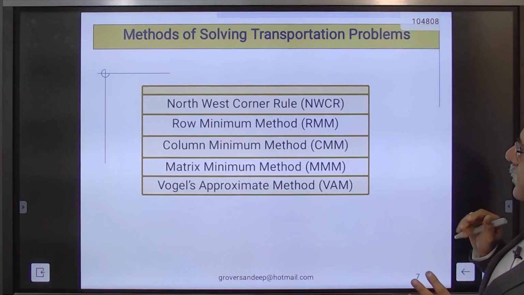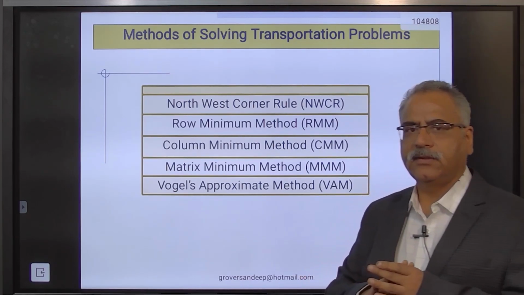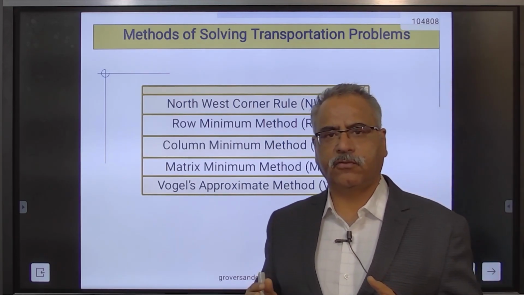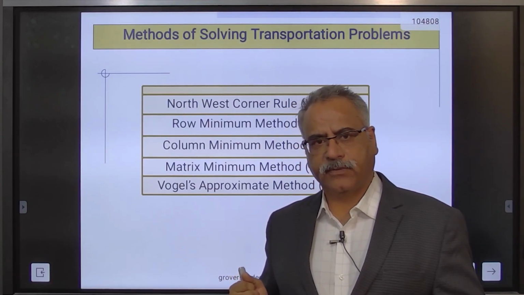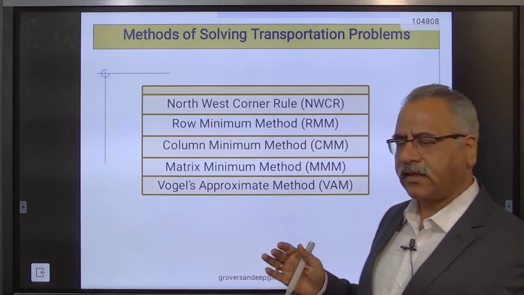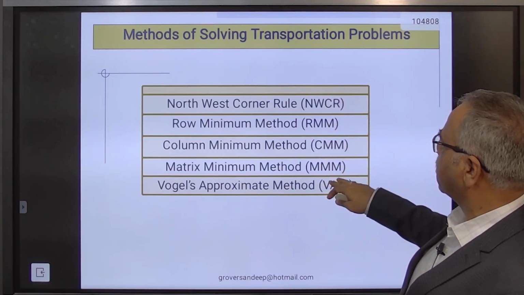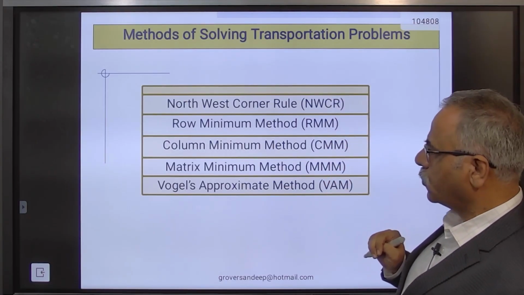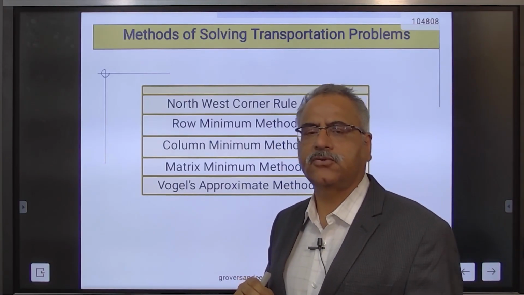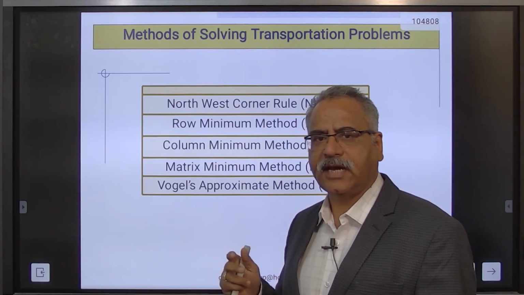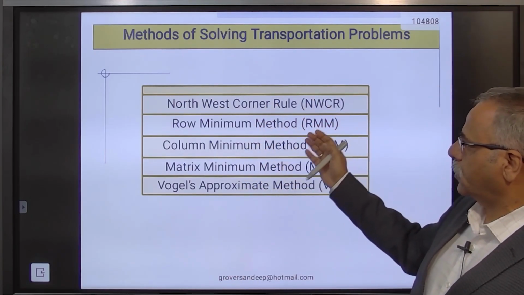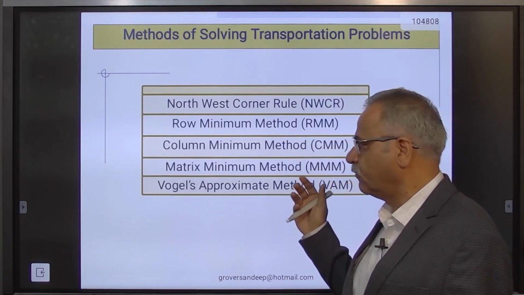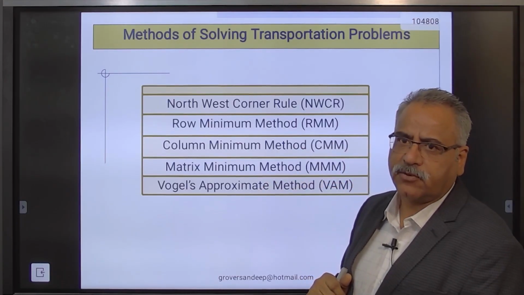Now see, in a transportation problem, this is a case of minimization, that means overall cost of transportation has to be minimized. So first we have these 5 methods of solving transportation problem, which are also known as initial basic feasible solution. So you will see IBFS, these are these 5 methods: the northwest corner rule, the row minimum method, the column minimum method, the matrix minimum method, and the Vogel's approximate method.